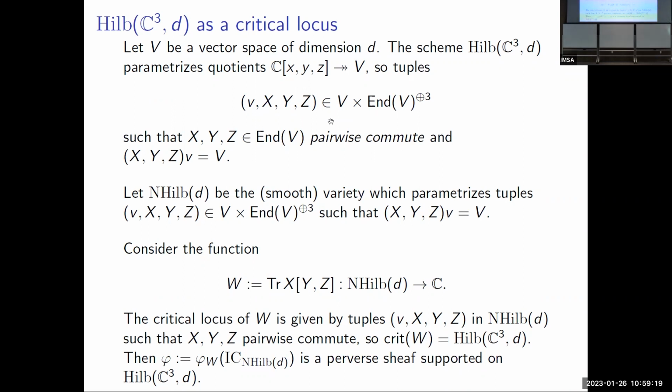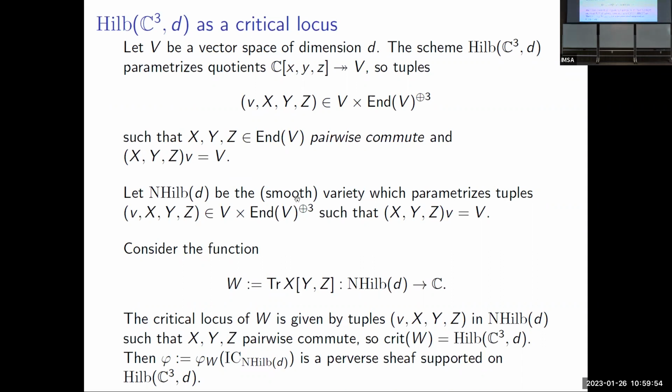This is one condition. We also now have to use the fact that this map from polynomials into V, onto V, is a surjection. So this condition is the same as saying that lowercase v generates the full vector space under the action of x, y, and z. So this is a description using linear algebra. The condition that introduces singularities is this pairwise commutativity of x, y, and z. So we eliminate this to get a smooth space.